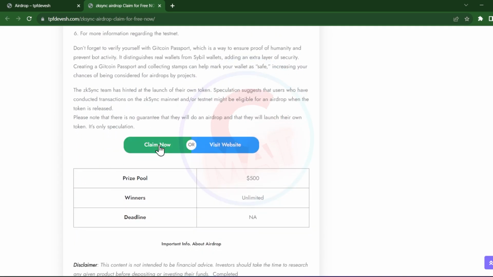Here the link is given with the claim now button and the visit website button. These are both links where you can go to the zkSync website, go to the testnet or mainnet to transact, and be eligible for the airdrops.